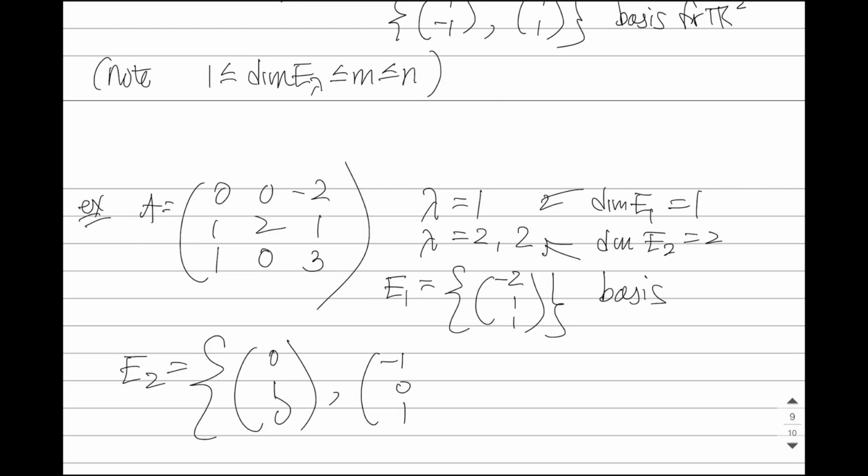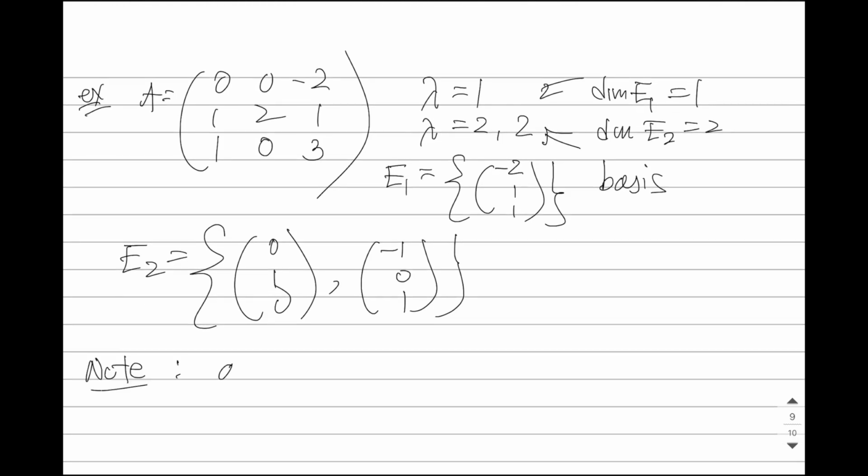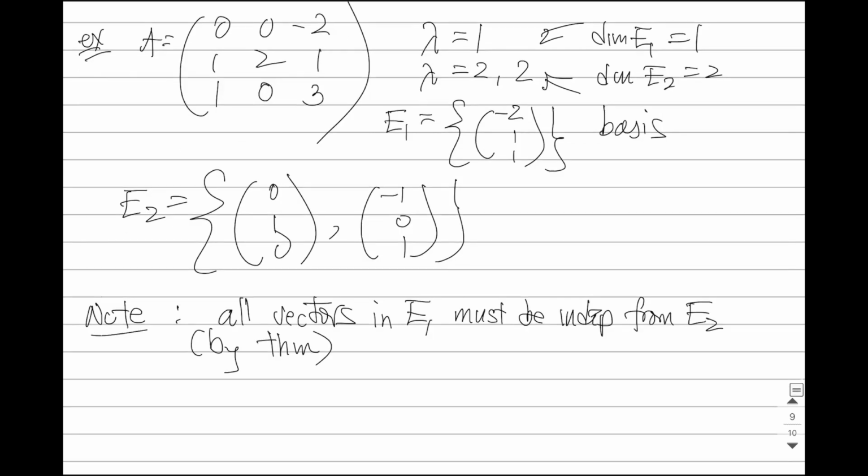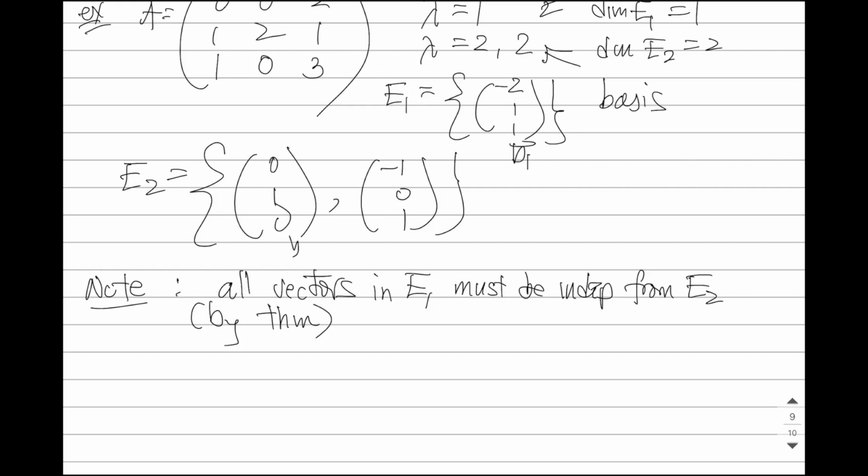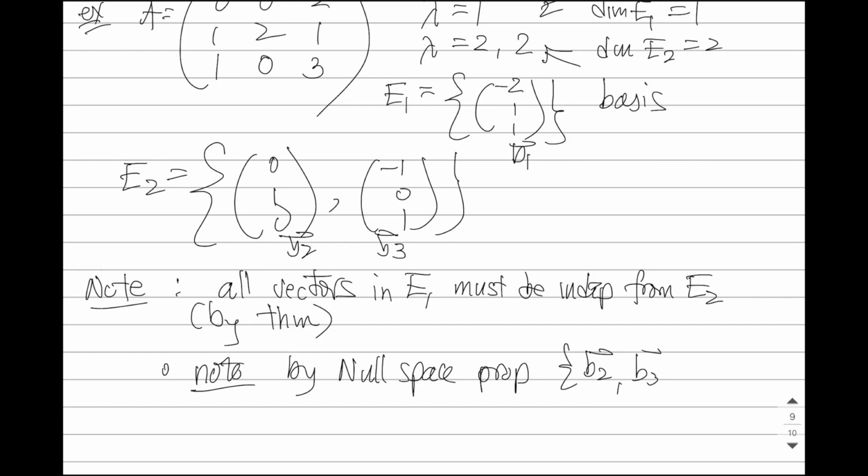Now note, if we take any of the vectors from E1, they're going to be linearly independent when we put them into a set with the basis vectors in E2. That was according to that theorem. So if we call this B1 and we call this B2 and B3, by the null space properties, this set B2 and B3 are independent. And that means that A does have an eigenvector basis for R3.